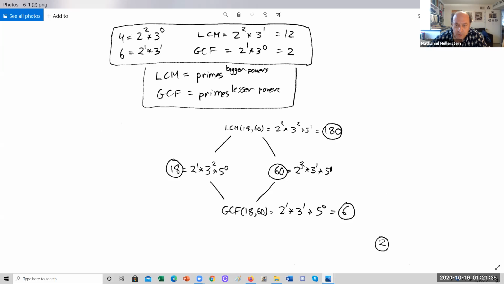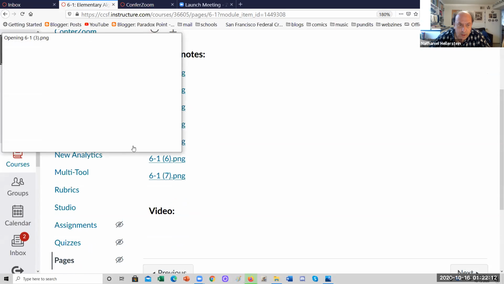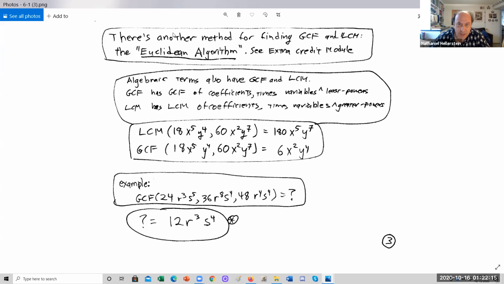Here, for the GCF, we use the smaller power: 2 to the 1, 3 to the 1, and 5 to the 0. That gives us 2 to the 1 times 3 to the 1 times 1, which is 6. There's another method for finding GCFs called the Euclidean algorithm. It's available as a tutorial and a problem set in the extra credit section of this course in the module. All right, I mentioned that.